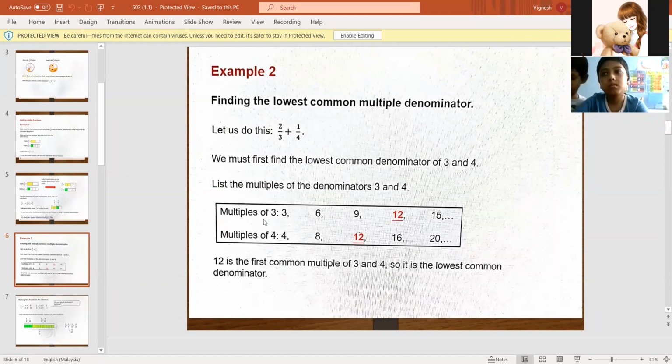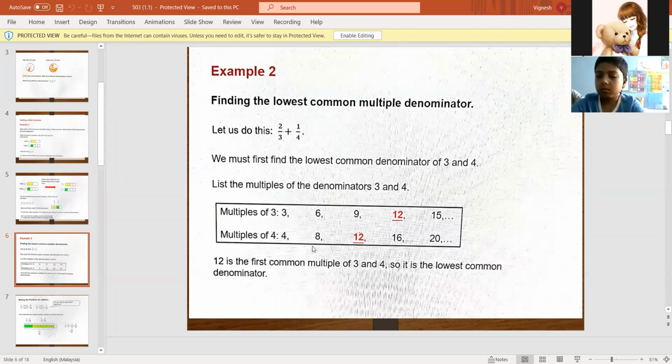So that means you have to find the multiples of 3 first. Okay, 3, 6, 9. Who still doesn't know the multiples of 3? 3, 6, 9, 12, 15, 18, 21, and so on.